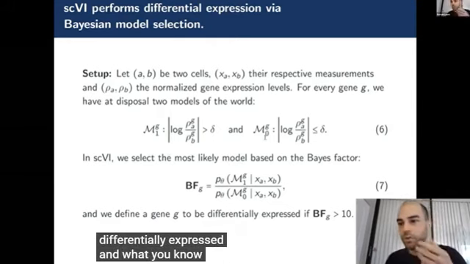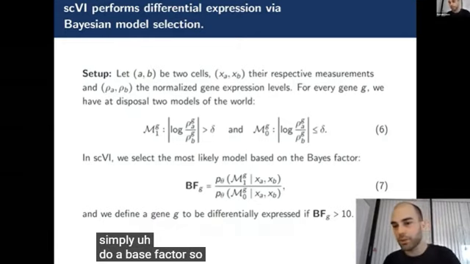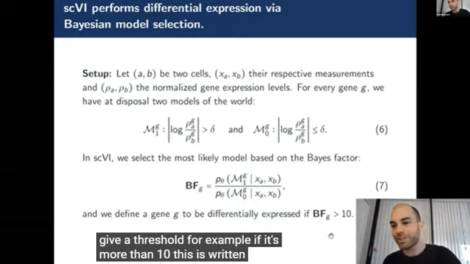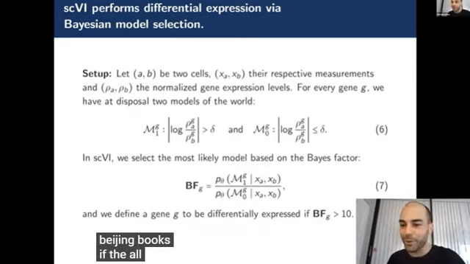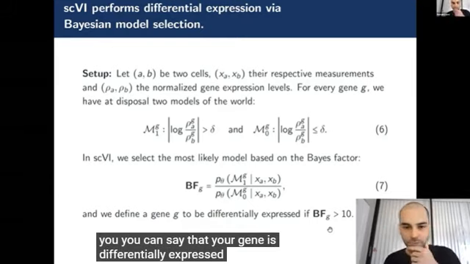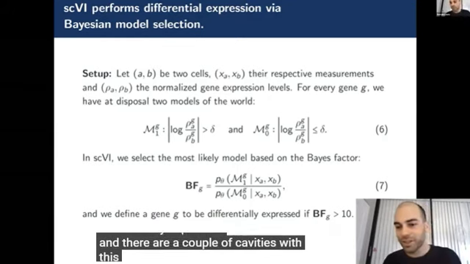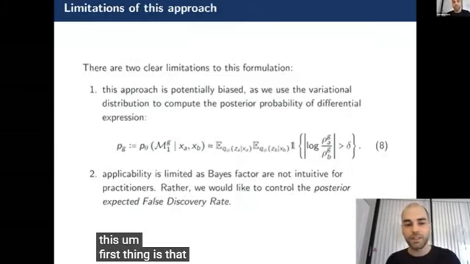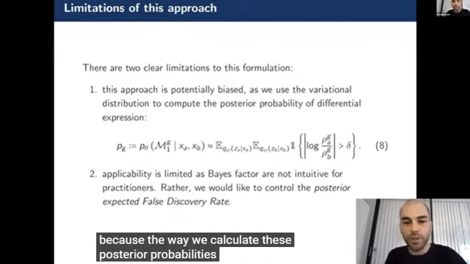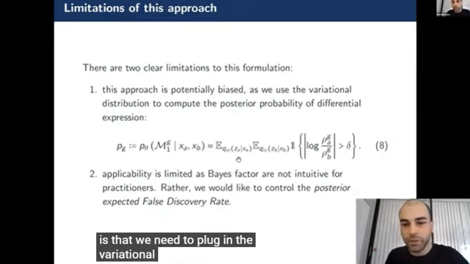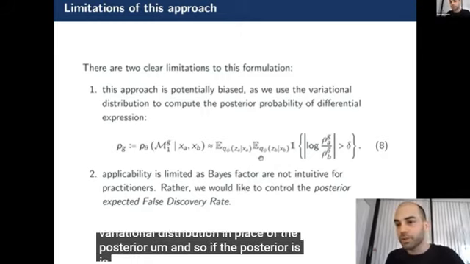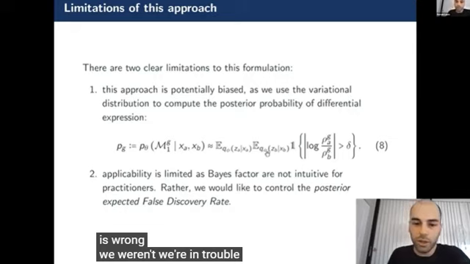And what we can do is simply compute a Bayes factor, so a likelihood ratio, and we can give a threshold. For example, if it's more than 10, this is written in very old Bayesian books, if the odds ratio is more than 10, then you can say that your gene is differentially expressed. And there are a couple of caveats with this. First, the approach is potentially biased, because the way we calculate these posterior probabilities is that we need to plug in the variational distribution in place of the posterior. And so if the posterior is wrong, well, we're in trouble.